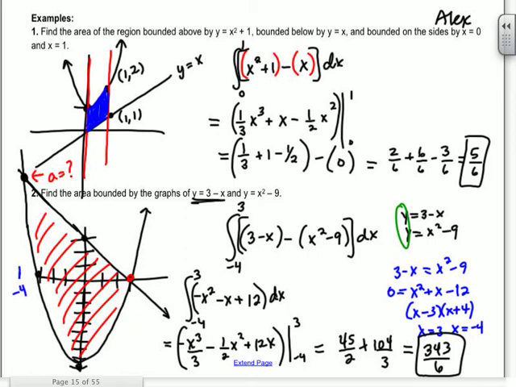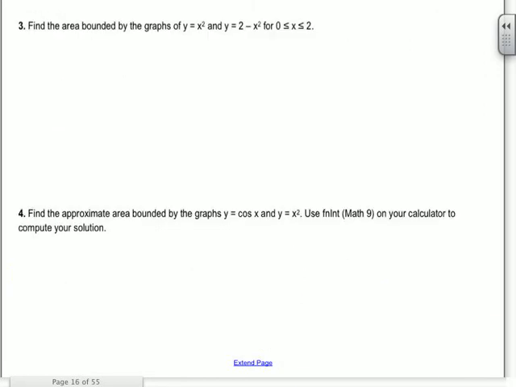All right, is this making sense? All right, so the next one. So find the area bounded by the graphs of y equals x squared.